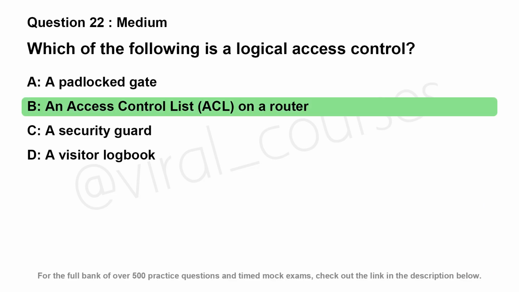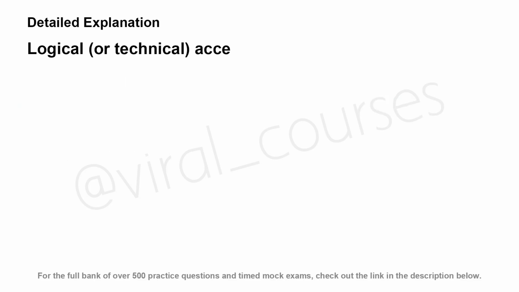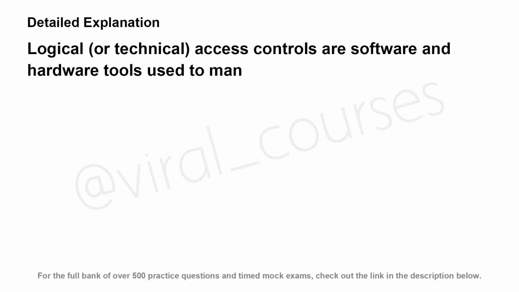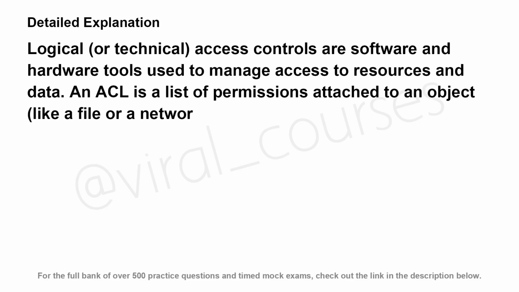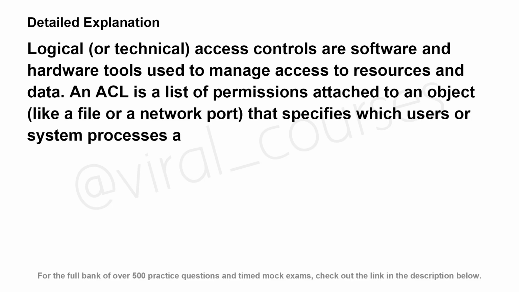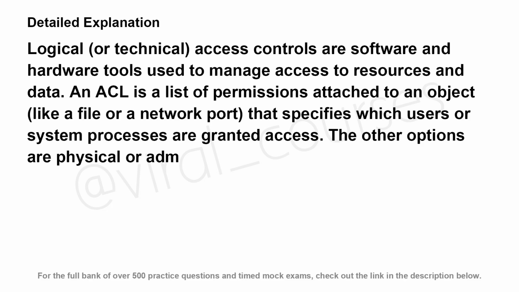The correct answer is B. Logical, or technical, access controls are software and hardware tools used to manage access to resources and data. An ACL is a list of permissions attached to an object, like a file or a network port, that specifies which users or system processes are granted access. The other options are physical or administrative controls.